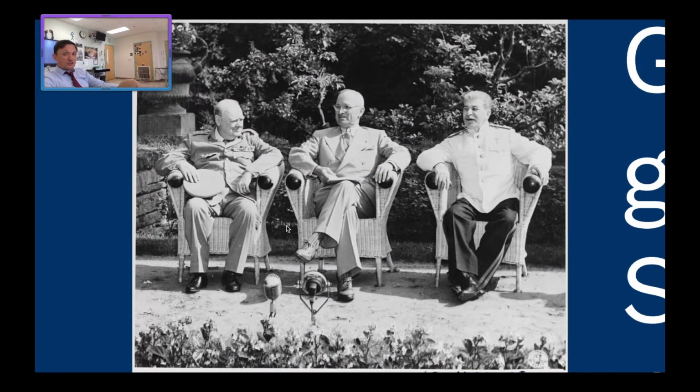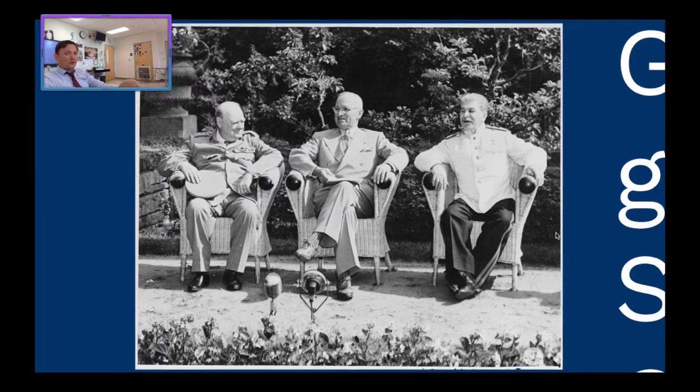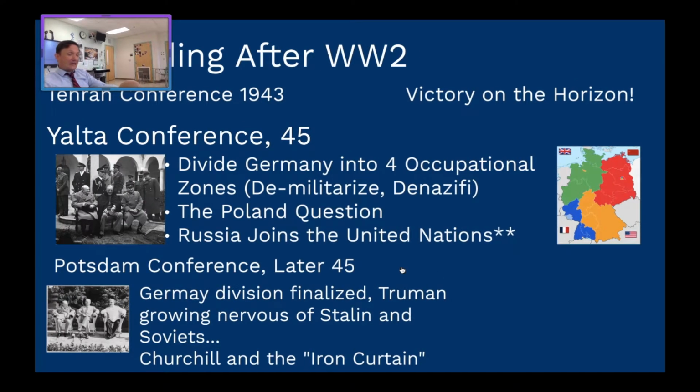There is, of course, Winston Churchill, and by the Potsdam Conference, unfortunately, FDR has died. So Harry S. Truman represented the United States at the Potsdam Conference, and then, of course, there's Old Uncle Joe, as he was called by a lot of people in the United States, Joseph Stalin. The German division will be finalized, but the big thing following the Potsdam Conference is that Truman began to grow very nervous and wary of Stalin and the Soviets because communism was beginning to spread.